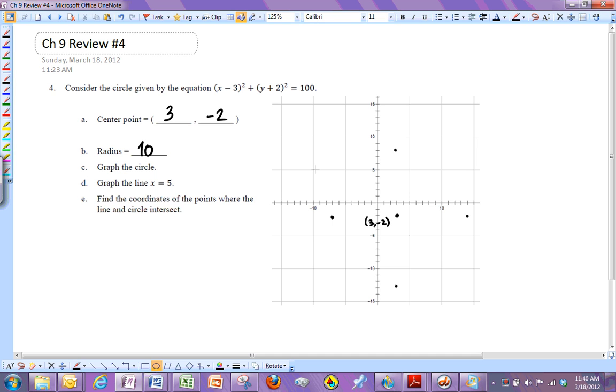I'm going to try this. I don't know if this is actually going to work or not. But oh, so close. Oh, let's just make that my circle.